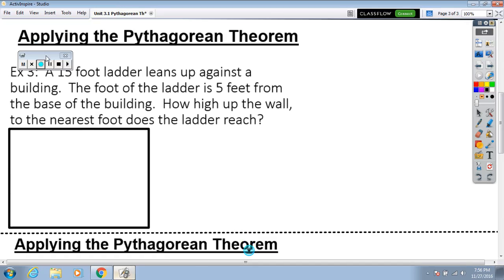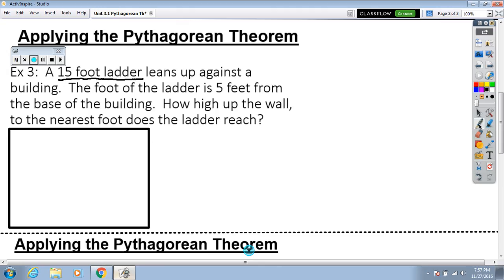All right, so step number 1 said read the problem, so here we go. We have a 15-foot ladder that leans up against a building. The foot of the ladder is 5 feet from the base of the building. How high up the wall to the nearest foot does the ladder reach? So we have a ladder, it's 15 feet, and it is leaning up against the building.